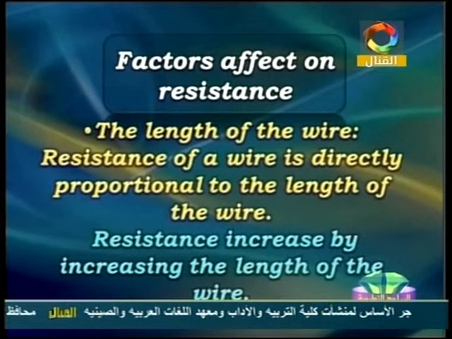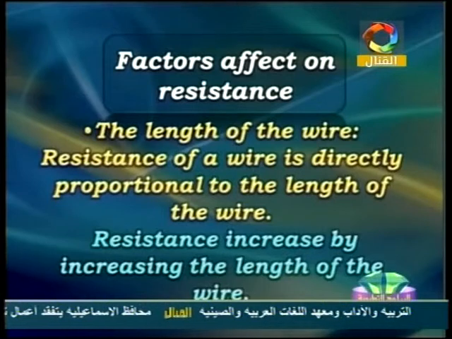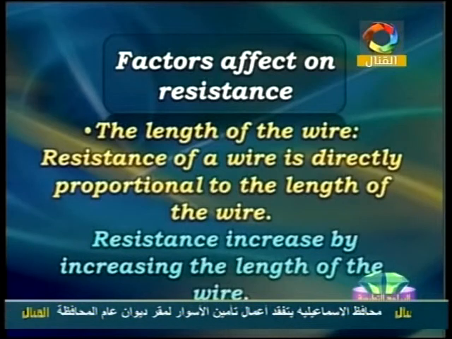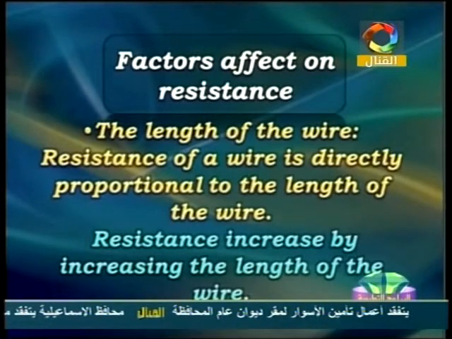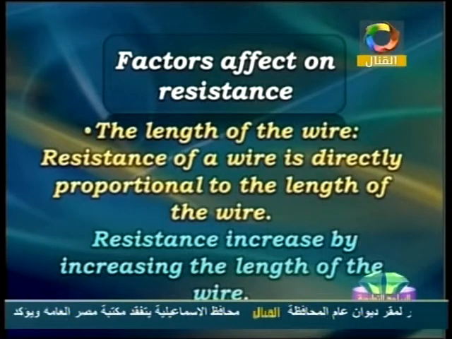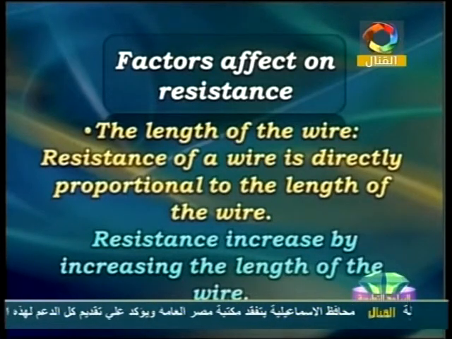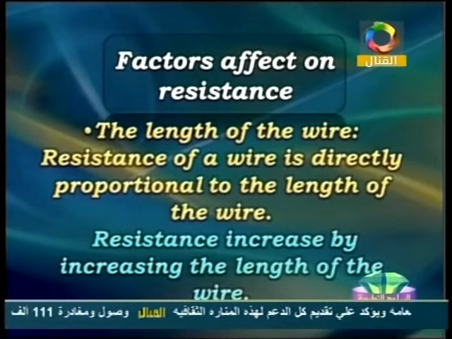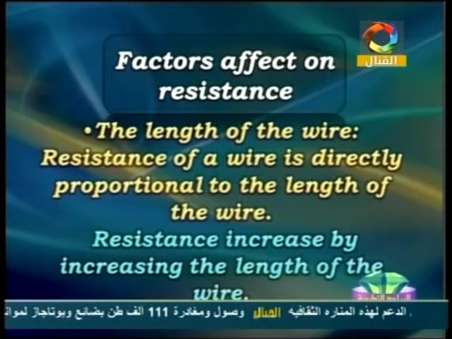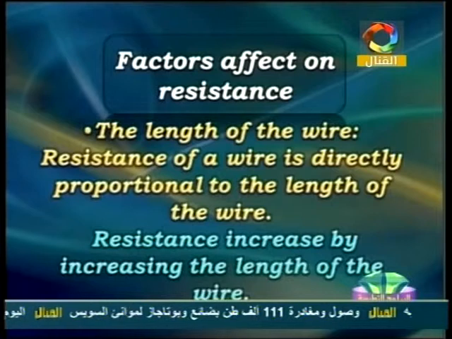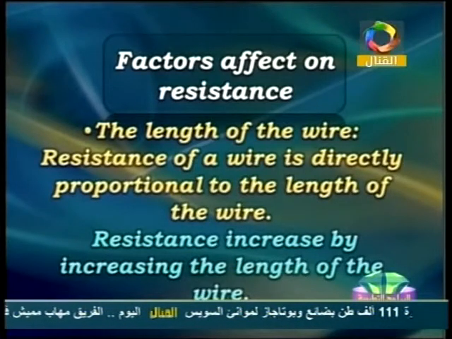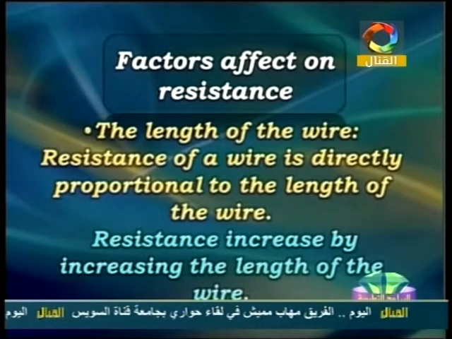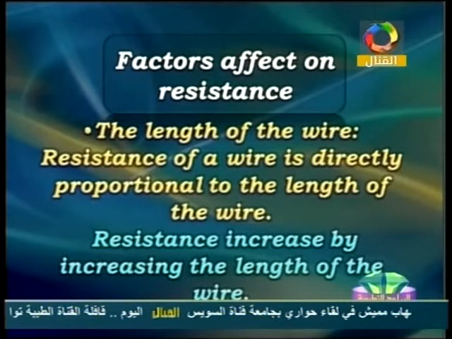We have the factors that affect the resistance. This resistance depends on the length of the wire. The resistance of the wire is directly proportional to the length of the wire. What is meant by this? We have a direct proportion. It means if I have a long wire, its resistance is very, very high. But if I have a short wire, it has very low resistance. So resistance increases by increasing the length of the wire. It's very easy. Why? Because the electric resistance is directly proportional to the length of the wire.